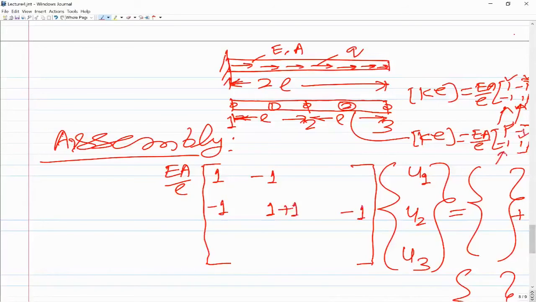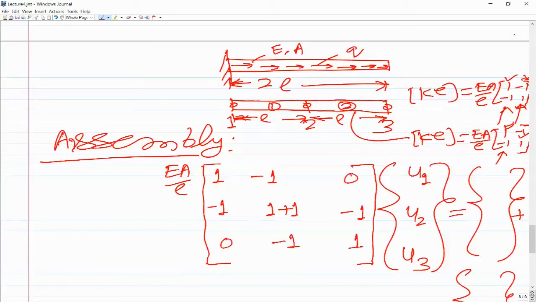Then the second row, first column of the second element will go to the third row and second column, so we will be adding it over here. And the second row, second column of the second element will go to the global third row and third column, so it would be added here, and wherever we don't have anything we just put 0. So this is the assembled stiffness matrix.